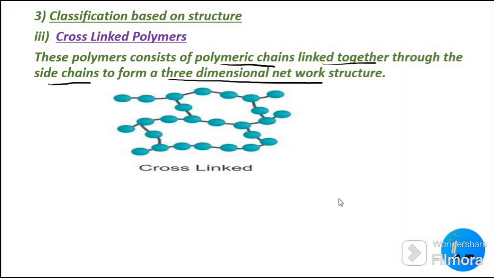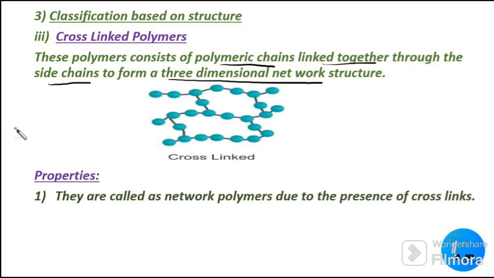Such types of polymers are also referred to as network polymers, due to the presence of cross links. And obviously, because of this three-dimensional network structure, they are very hard, rigid, and brittle too. Some examples of cross-linked polymers are bakelite. Bakelite is a polymer formed between phenol and formaldehyde. It's also called phenol formaldehyde resin, and then melamine formaldehyde resin is also an example of this category. Then urea formaldehyde resin is also an example for this type of category.